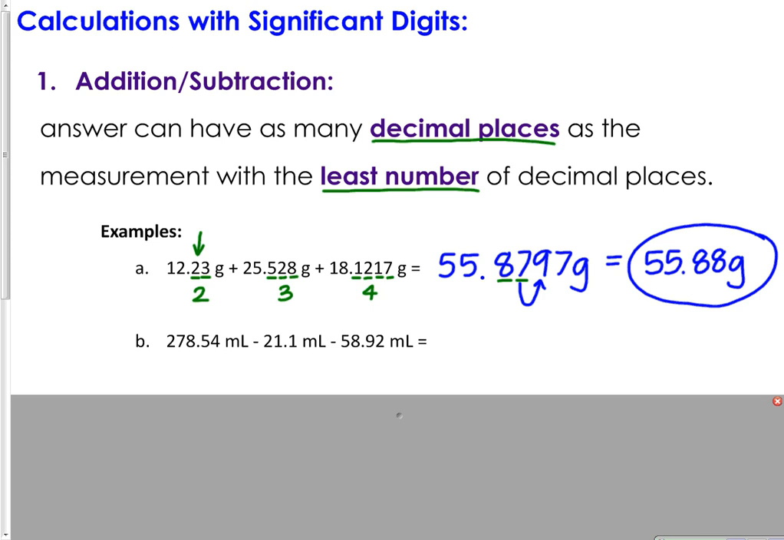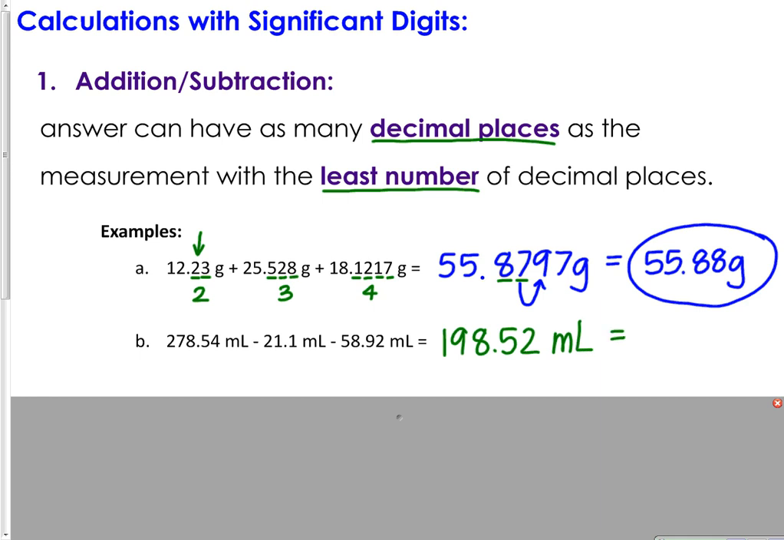Question B involves subtracting. You have 278.54 milliliters minus 21.1 milliliters minus 58.92 milliliters. If you put that into your calculator carefully and come up with the difference between those numbers, you should end up with 198.52 milliliters. That's what your calculator tells you.